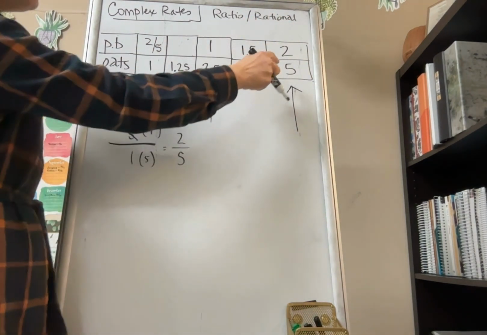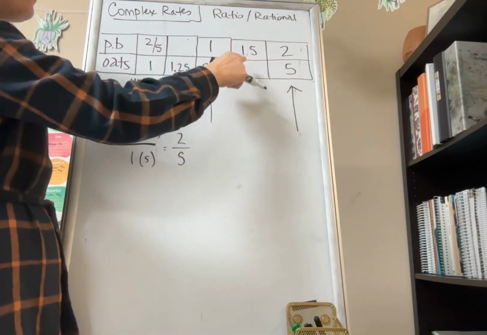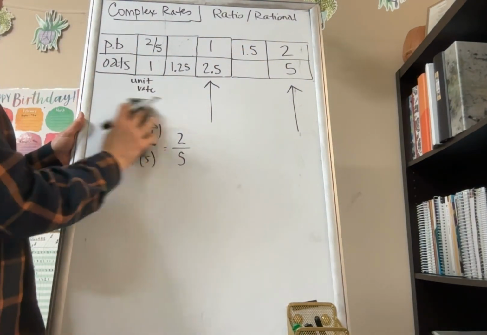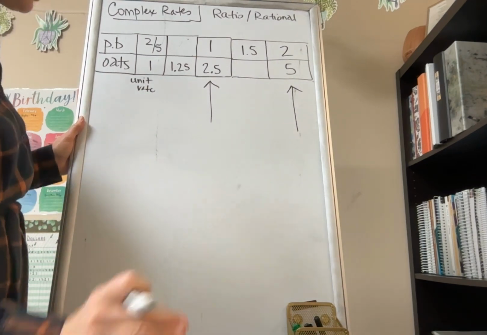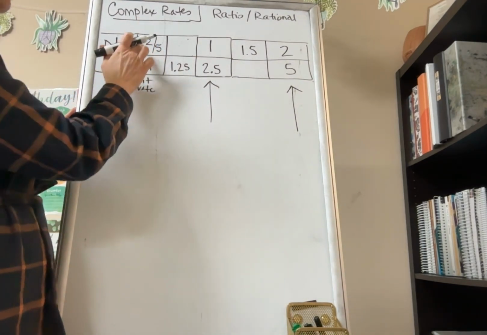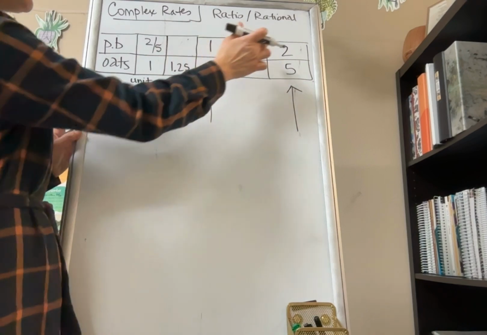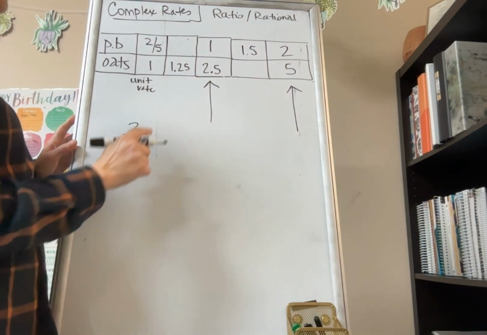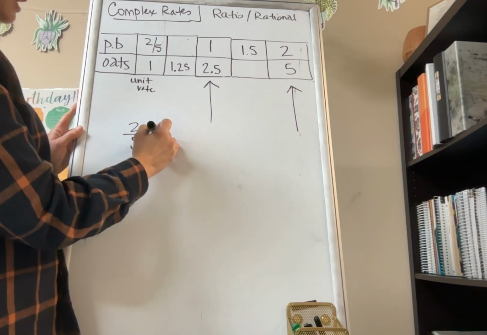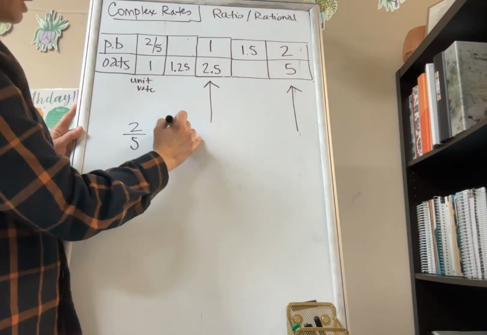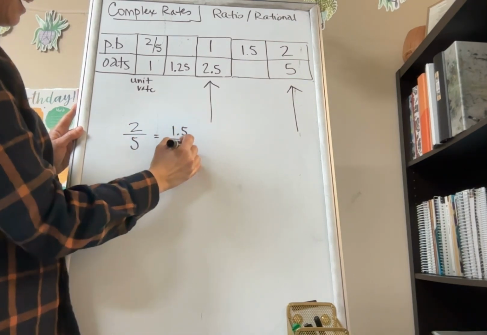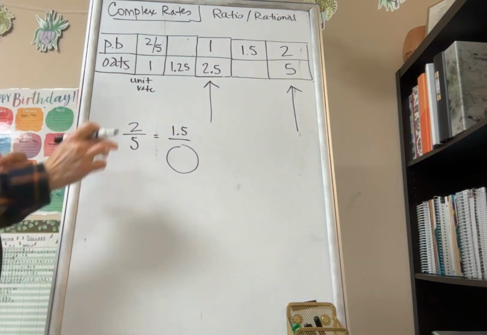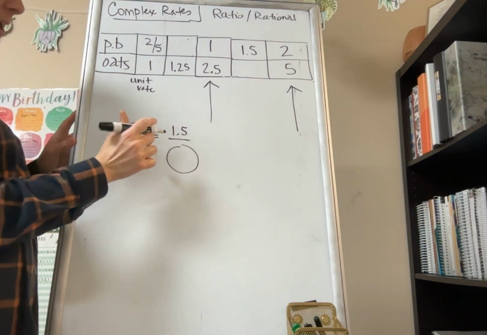So I can use this fraction and compare it to these other columns that are missing. So that's what I'm going to do. Instead of working with my unit rate every time, since it has a fraction in it, I'm going to work with 2/5. So I'm going to say 2/5 is going to be equal to 1.5 over what, right? Now, how did I turn 2 into 1.5?